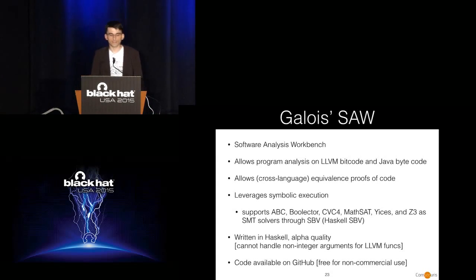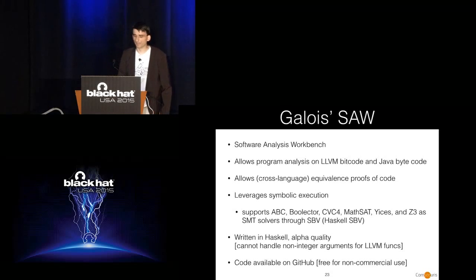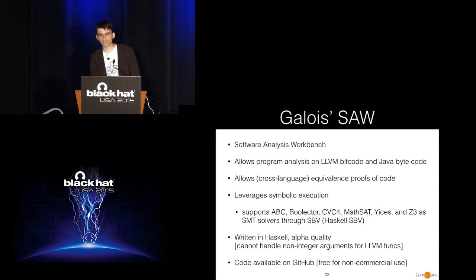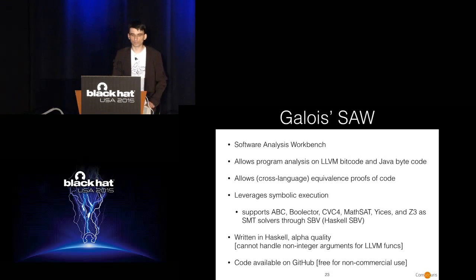and try to show that they're equivalent. This also leverages symbolic execution, and they use something called SBV, SMT-based verification, which is a Haskell package, and that supports different SMT solvers, and you can figure out which one is best for this. In my tests, it looked like Z3 was winning here for BigNum.